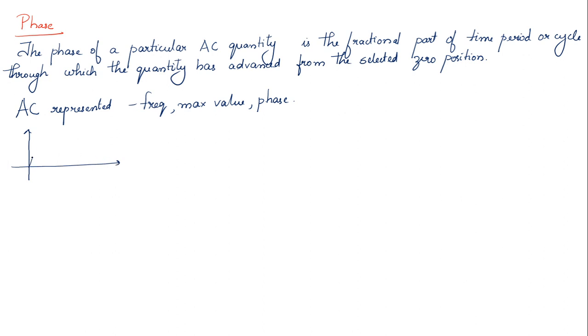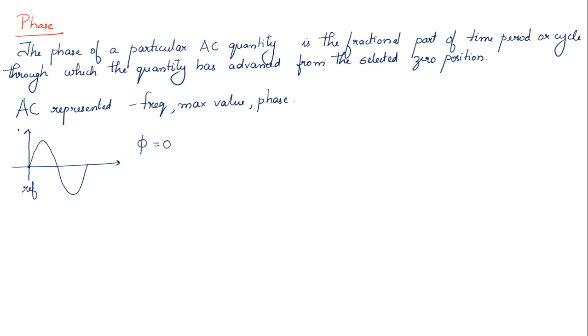Here you can see a waveform which I have drawn is starting from a 0 point. If this is the reference axis, how much the quantity has advanced from the selected zero position is mentioned as the phase. How much the quantity has advanced from a selected reference axis is mentioned as phase. In this case, the phase of this AC quantity is equal to 0.